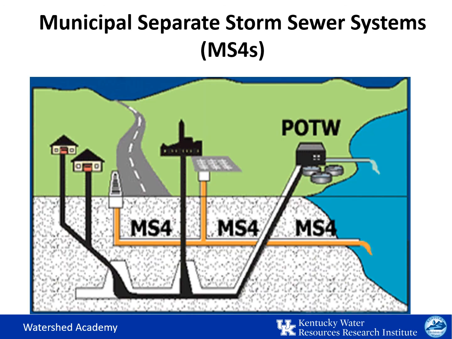So in this graphic, we see a separated system in which the black lines represent the sanitary sewer system, which goes to the publicly owned treatment works or the wastewater treatment plant. And the orange lines show the storm sewer system, or the MS4, in which the water is delivered untreated directly into the streams or other water bodies.